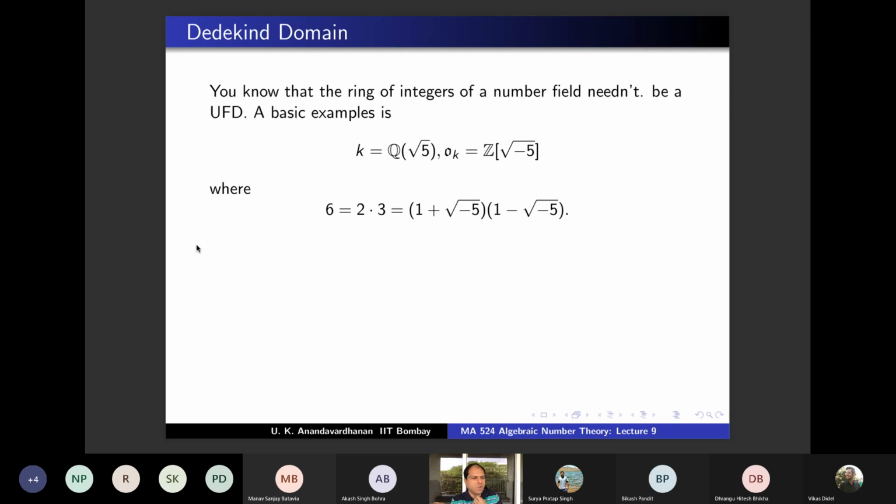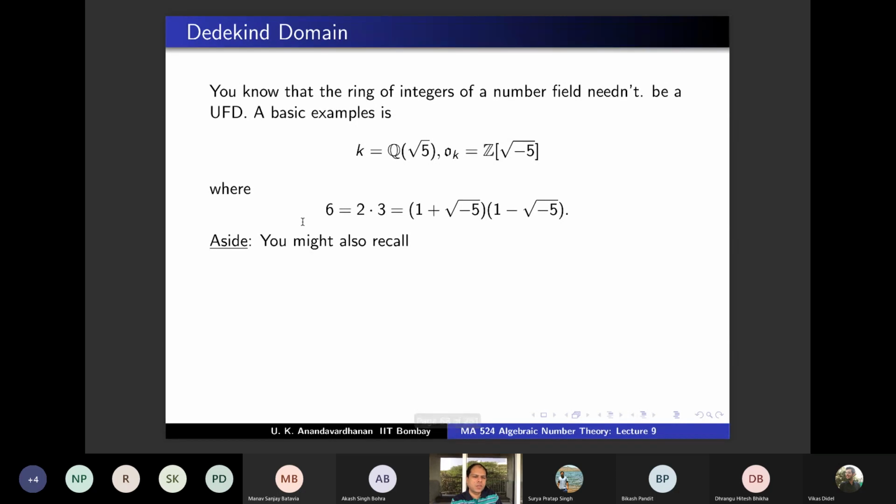So in a non-UFD, prime element and irreducible element are different. That way also one can argue that there's no uniqueness of factorization. You need to check these are irreducibles, etc. You must have done all this.